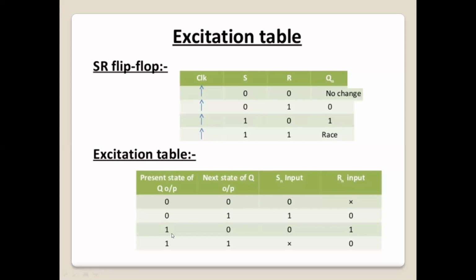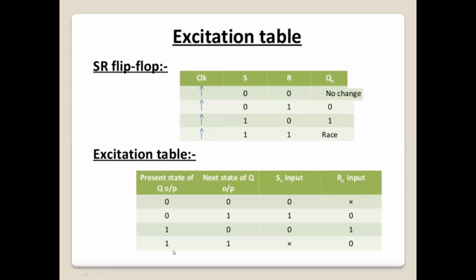See the third condition, for the present state 1 and next state 0. For that, what all input conditions can come? By seeing the truth table, we can see that the second one, S equal to 0 and R equal to 1, that can be taken. No other input conditions are matching for this particular excitation. So we take 0 1.